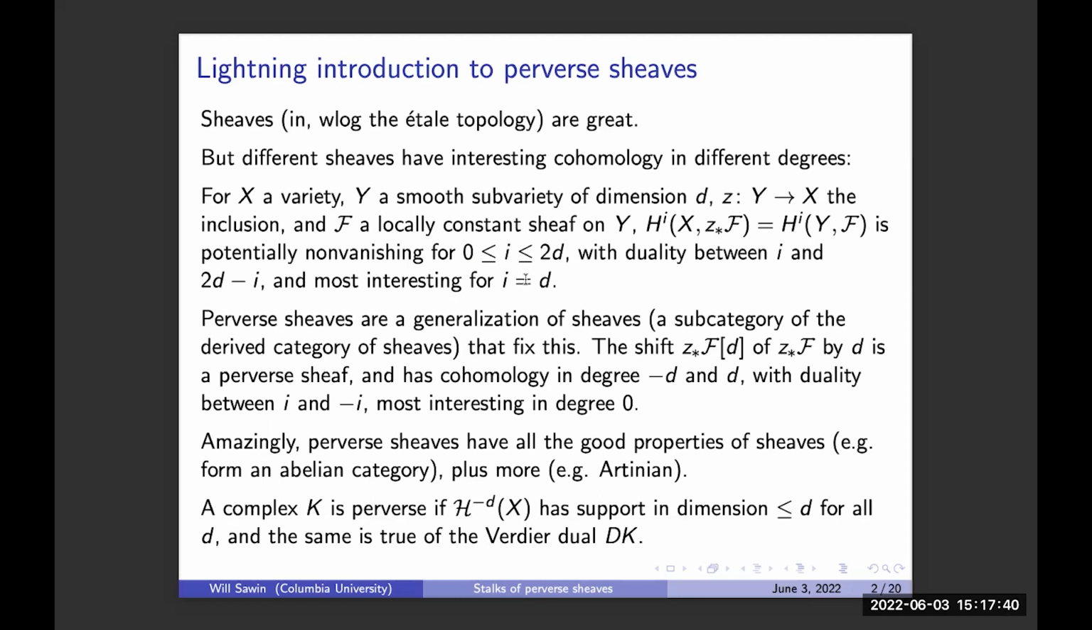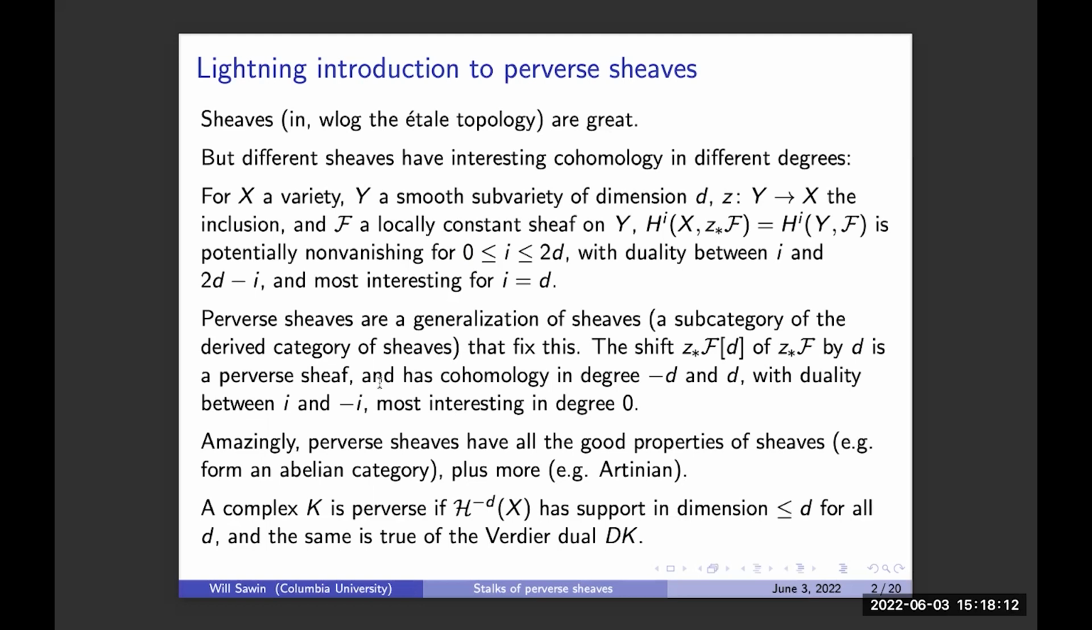And that's sort of inconvenient for the category of sheaves. And so what perverse sheaves do is they fix this. So the locally constant sheaf on y only becomes a perverse sheaf when you shift this degree down by d. And so it'll have cohomology in degree between minus d and d. And the duality is between i and minus i, so it centers around 0. The most interesting cohomology is degree 0, regardless of your choice of sheaf.